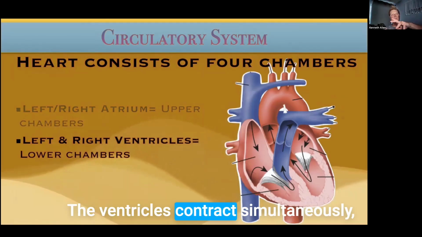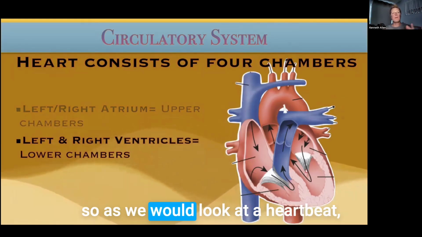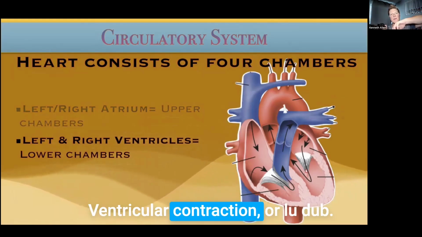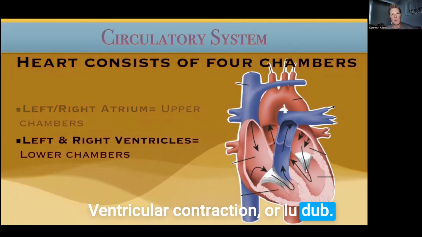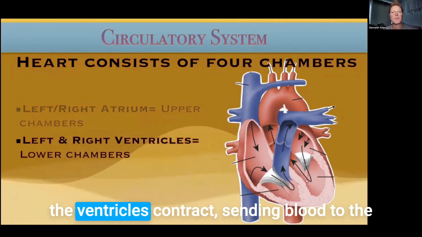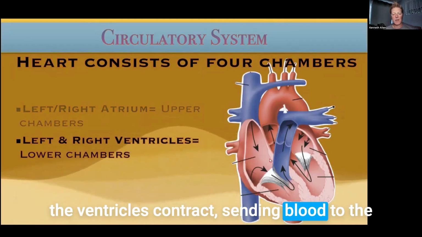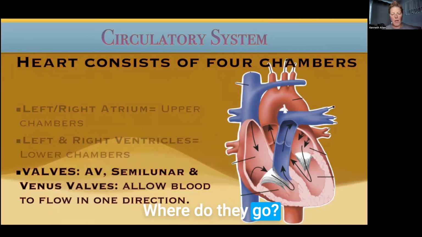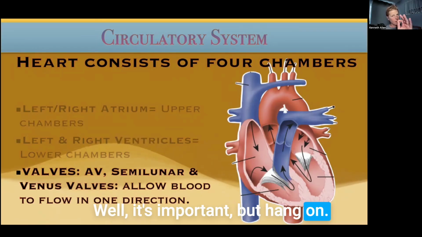The ventricles contract simultaneously. So as we would look at a heartbeat, it would be atrial contraction, ventricular contraction, or lub-dub, lub-dub. Atria contract, thrusting blood into the ventricles. Ventricles contract, sending blood to the outside of the heart to different parts of the body. Where do they go? Well, it's important, but hang on.